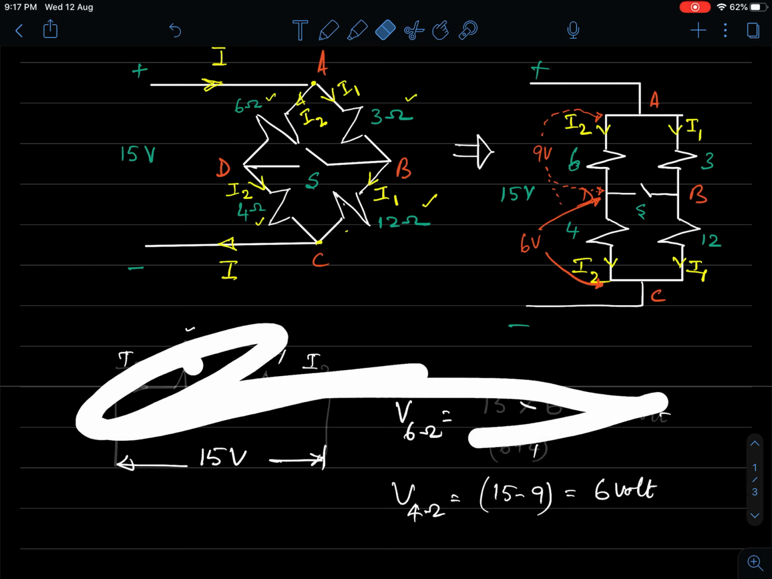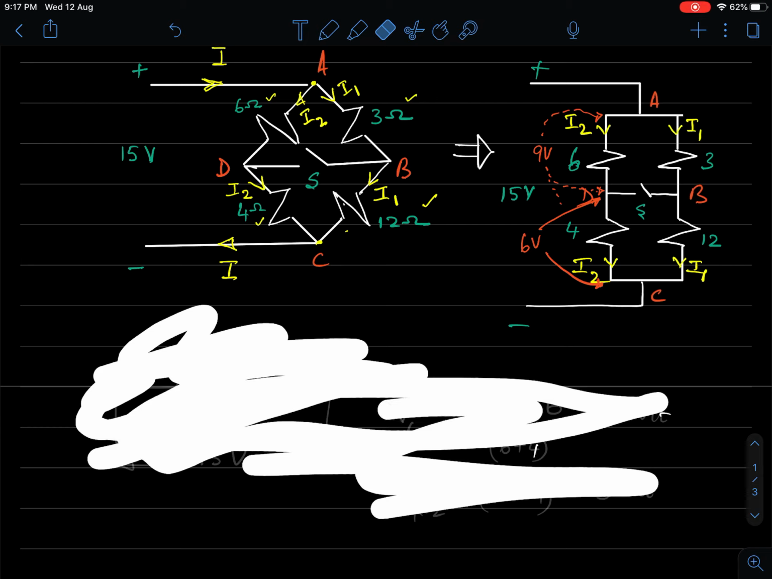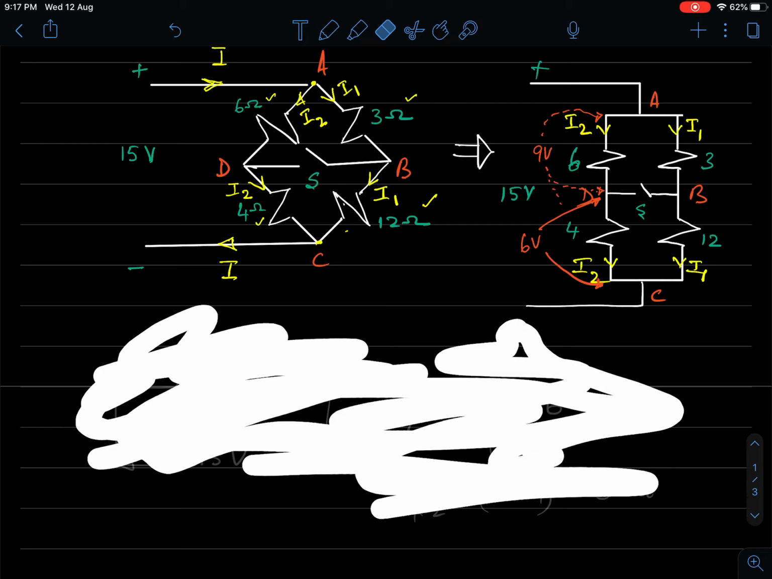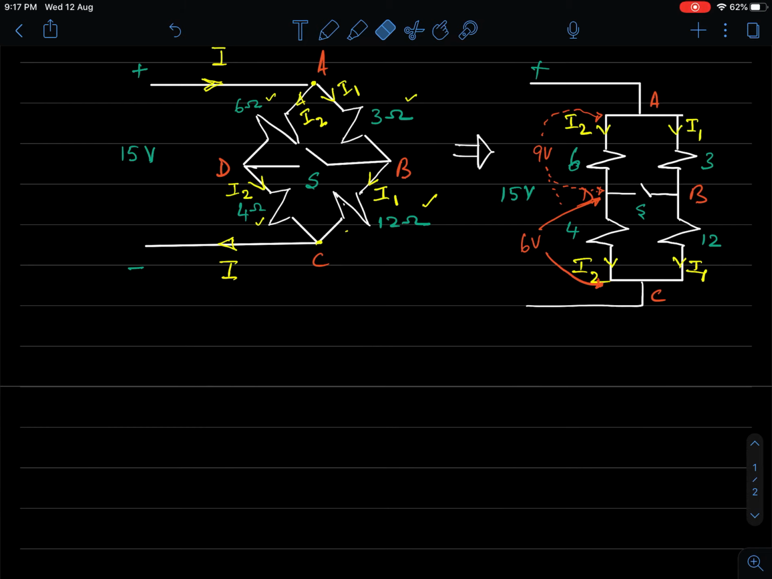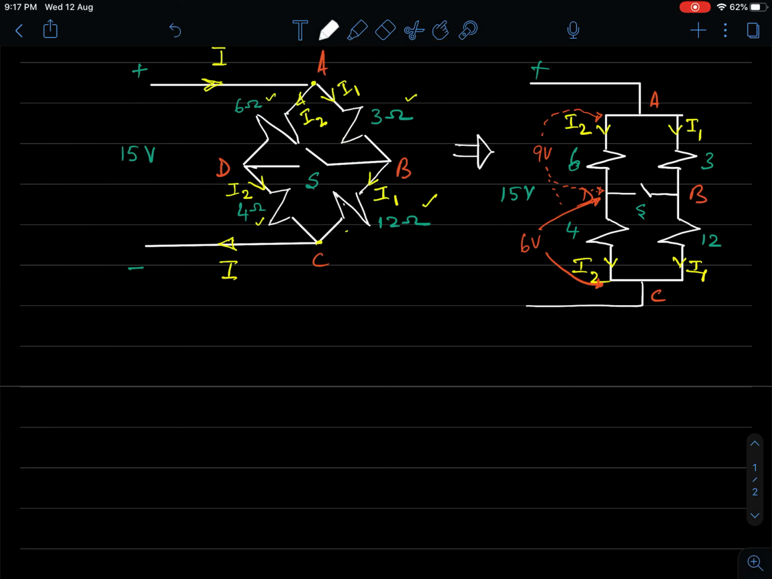Now I will clear this portion which I have written as a side note, because I don't require this. It can be computed simply by looking at the network. So I will erase this. I will take my white pencil back.